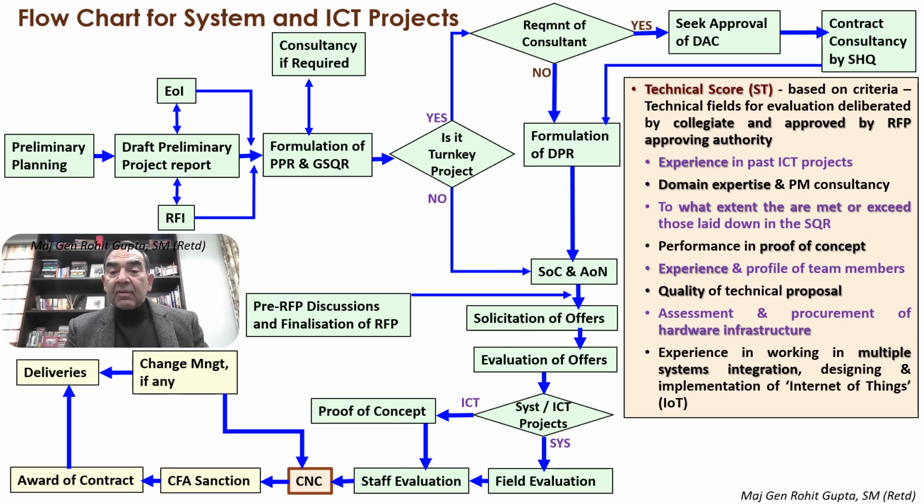Basic aspects that are considered are the experience in past ICT projects, domain experts and PM consultancy, project management consultancy, to what extent they are met or exceeded or laid down in the SQR, performance in proof of concept, experience and profile of the team members, quality of the technical proposal, assessment and procurement of hardware infrastructure, experience in working in multiple system integration, and designing and implementation of the Internet of Things.